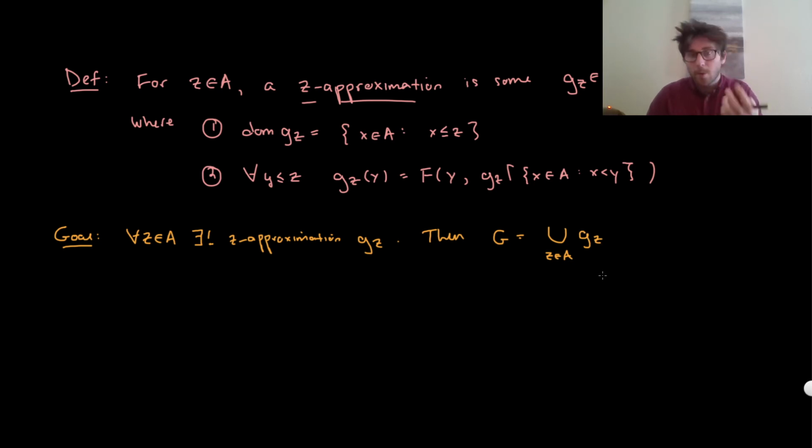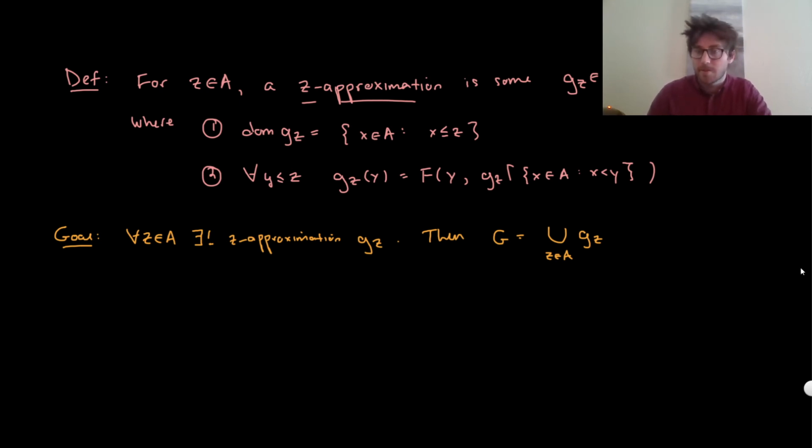Right? So why does this make sense? Well, if we can do this, then by replacement, the set of all G sub z's would be a set. And so what we could do is take the union of all of these G sub z's, right? We're unioning over all of the z's in A. And by coherence, because all of these are uniquely defined, this thing ends up being a function. So I guess that's another thing that we'd have to check.